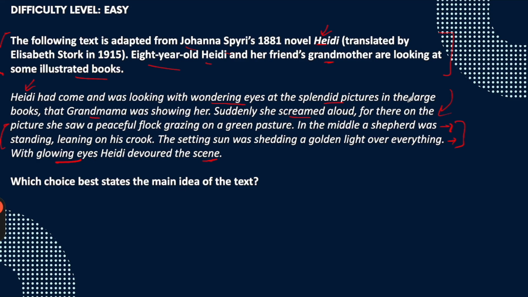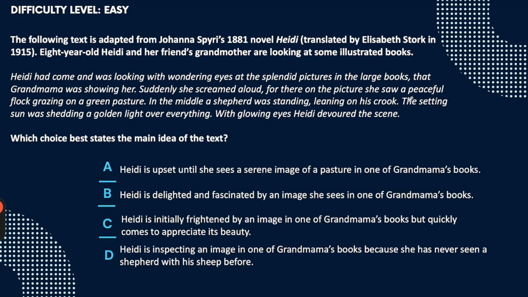And if you notice, the tone of the whole text is very positive, right? She's liking whatever she's seeing. Grandma is showing a picture and she's liking everything that she sees, right? Now, with this understanding, we are going to go ahead and eliminate our options. Here, I want you to focus on how I'm eliminating the options, or the reasons that are leading me to eliminating the options. Let's look at A first.